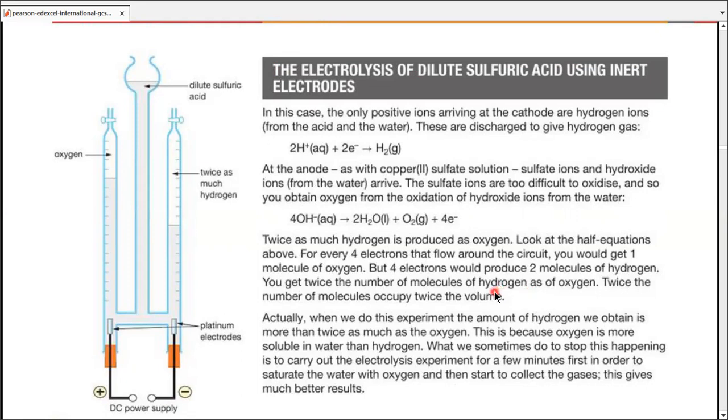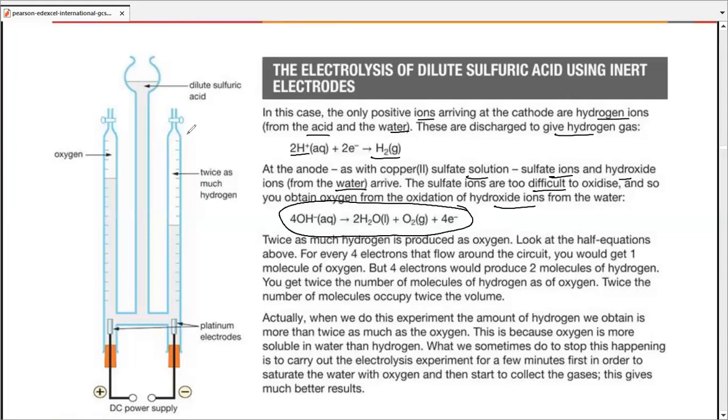Up next is electrolysis of dilute sulfuric acid using inert electrodes. In this case, we only have one positive ion, hydrogen ions, because the acid and the water give the same kind of positive ions. So only they are discharged to give hydrogen gas. There are no other cations, so there would be no other products. At the anode, as with the copper sulfate solution, sulfate ions and hydroxide ions from the water arrive. Sulfate ions are difficult to oxidize, so you'll get hydroxide ions giving you oxygen at this electrode.